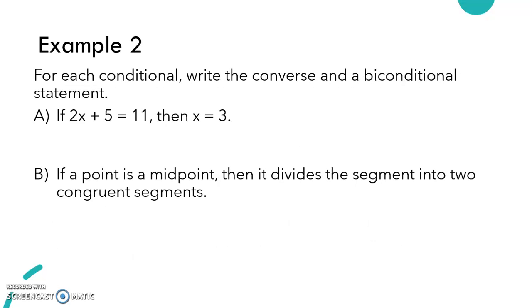In example 2, we're asked to take each conditional and write the converse and the biconditional statement. In part A, it says if 2x plus 5 equals 11, then x equals 3. And in part B, it says if a point is a midpoint, then it divides a segment into two congruent segments. So pause the video, see if you can do that, and then press play to check your answers.